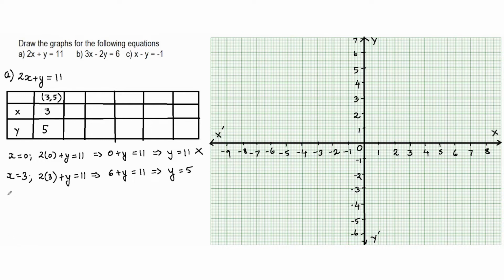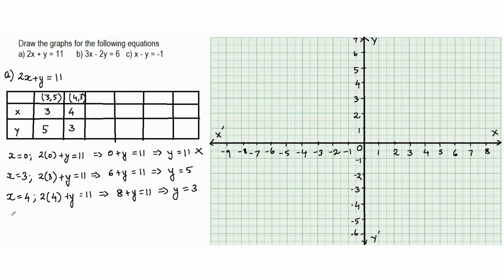Let me now substitute a different value of x. So let me substitute x as 4. So when I substitute x as 4, it becomes 2 times 4 plus y is equal to 11. So this implies 8 plus y is equal to 11, which means the value of y is equal to 3. So I can say that when x is equal to 4, the value of y is 3, and therefore the point is 4, 3.